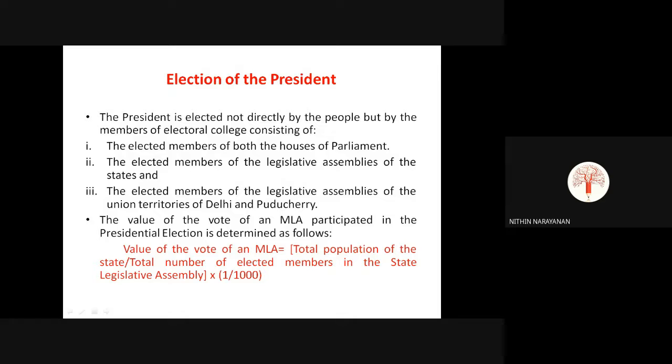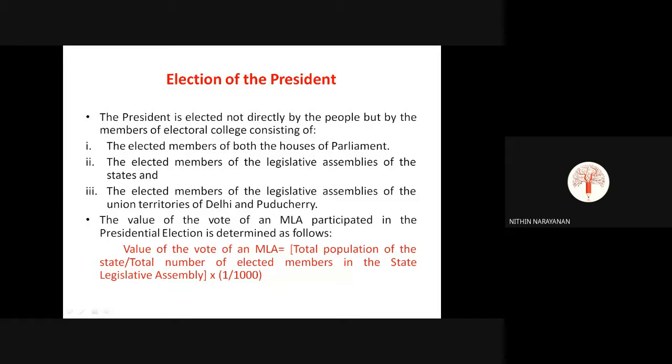So who all are the members of the electoral college? Who all come under this electoral college? The first one is the elected members of both houses of the parliament, both the upper and lower house. ഏതൊക്കെയാണ്? Both Lok Sabha and Rajya Sabha. The elected members of the Rajya Sabha and Lok Sabha.